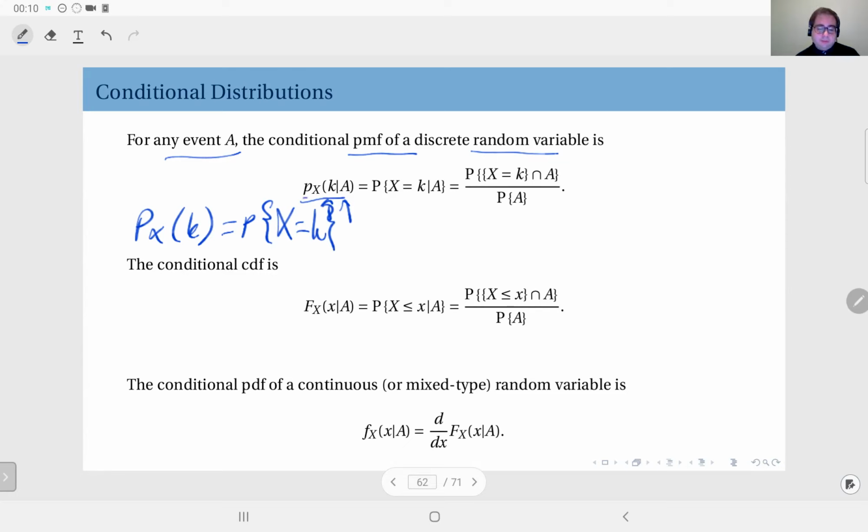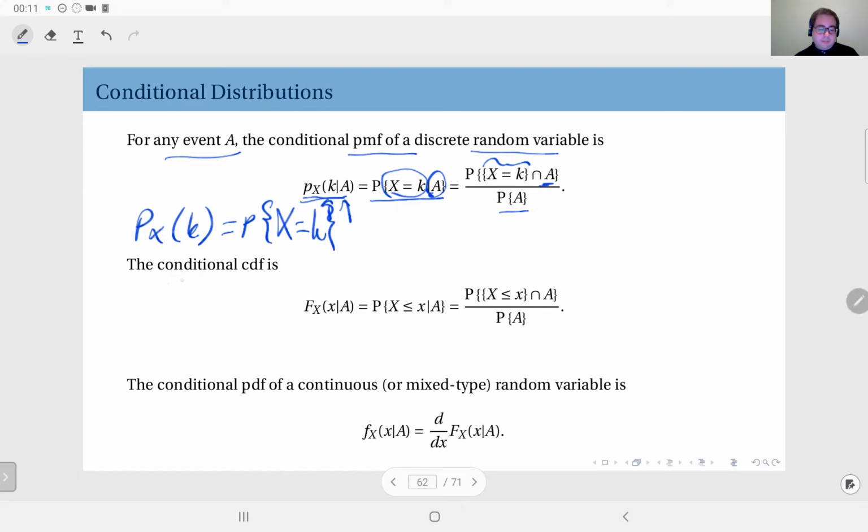So this conditional PMF equals the probability that x equals k given A. Okay? And by the definition of conditional probability, you have the probability that x equals k, this event, intersection with this event, the condition, divided by the probability of the condition. Simple as that. You see, actually there is nothing new here. You know both concepts. You know conditional probability and you know distributions. So you just merge them.